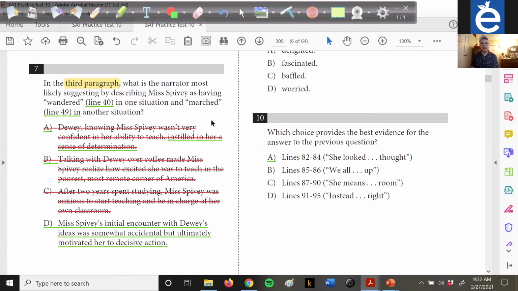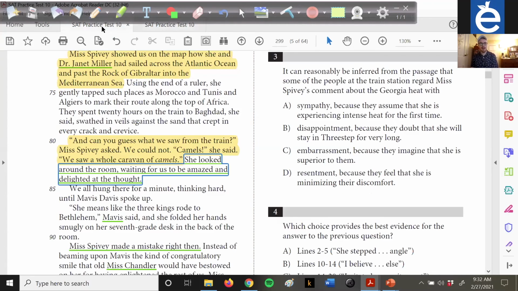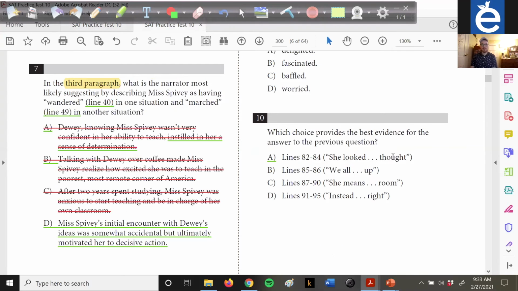B, lines 85 to 86, starting with "we all" and ending with "up." "We all hung there for a minute, thinking hard, until Mavis Davis spoke up." Okay, so this is more about Miss Spivey waiting for the reaction. That's the reaction she expects, right? Amazement and delight. And the reaction she gets back is them just kind of thinking, hanging there. Now, Mavis Davis seems to know what's going on, but so far I like B better than A.